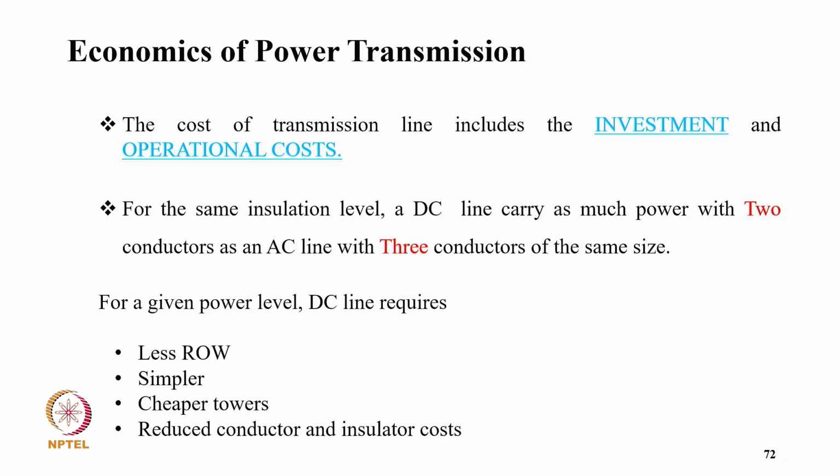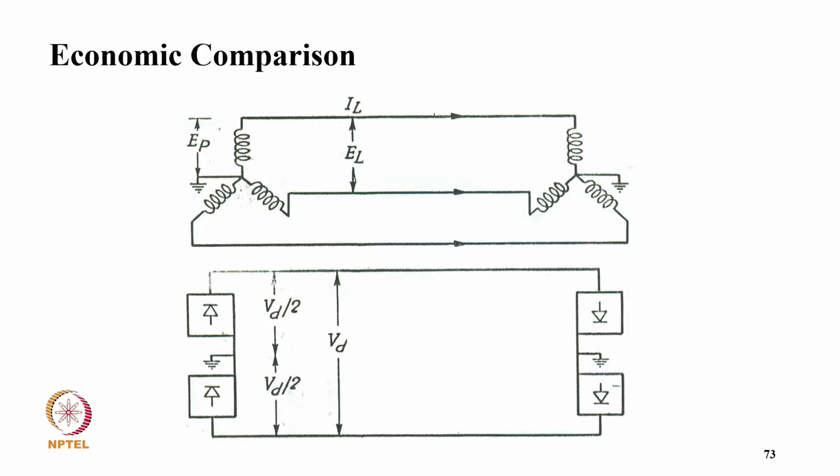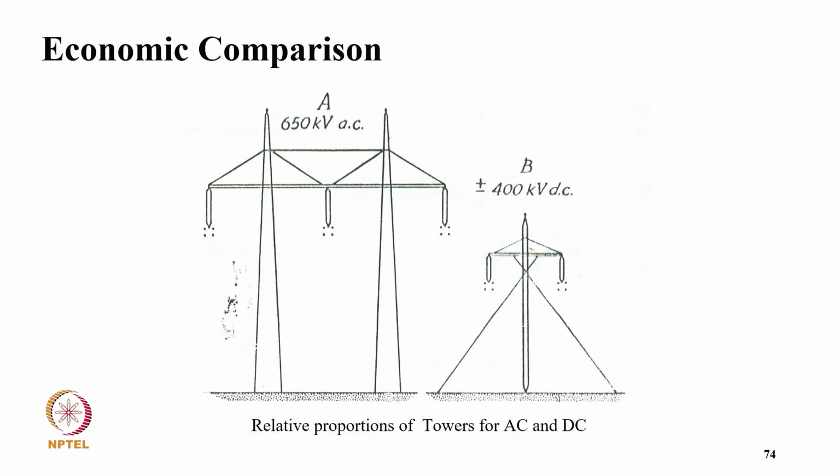And for a given power level, the DC line requires less right of way and simpler, cheaper towers and reduced conductor and insulator cost. And you can just compare the two cases, like an AC system of 3 wires and a DC system of 2 wires, how it looks for economic comparison.